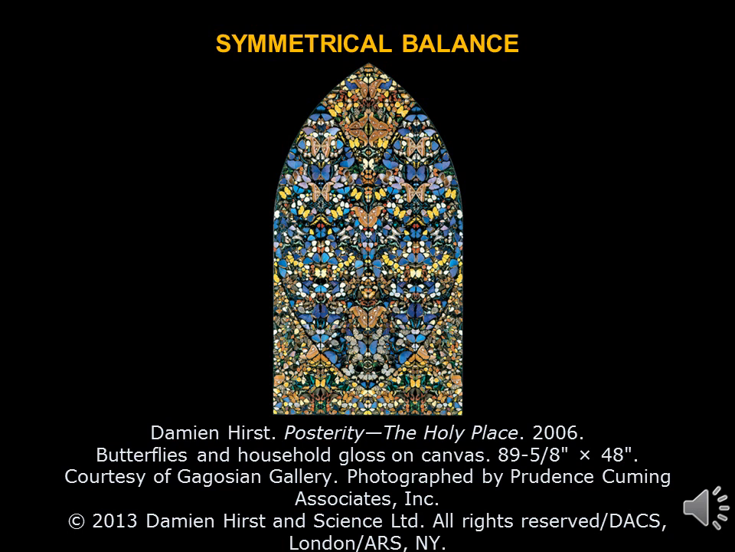This next image by Damien Hirst, Posterity, The Holy Place from 2006, is also a prime example of symmetrical balance. This is almost perfect if you look very closely on each side divided on that center line. We have repetitions of each butterfly. There are some slight, tiny little variations within the way they are painted, but this is almost perfectly symmetrical.